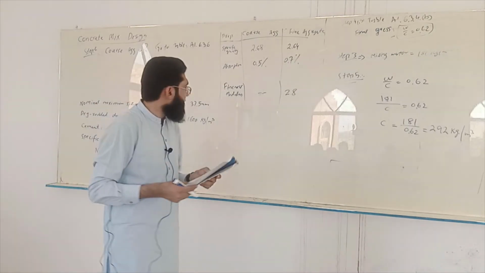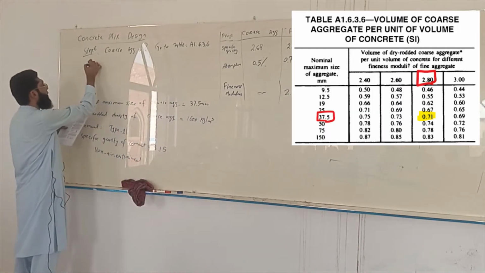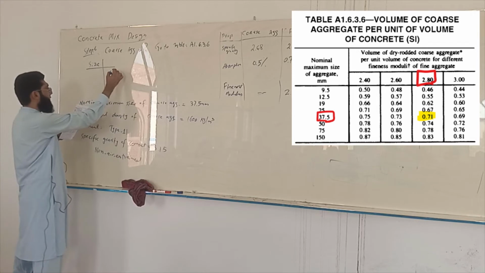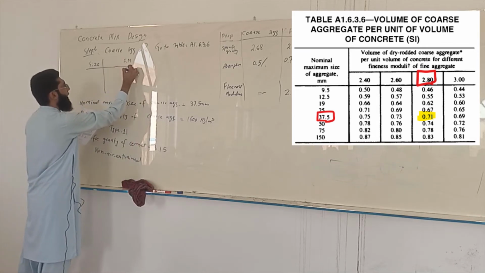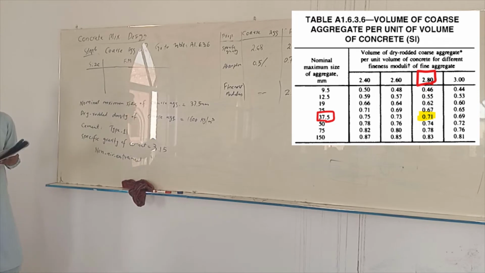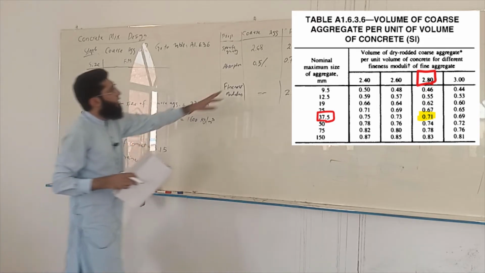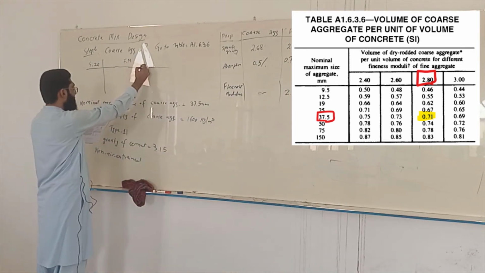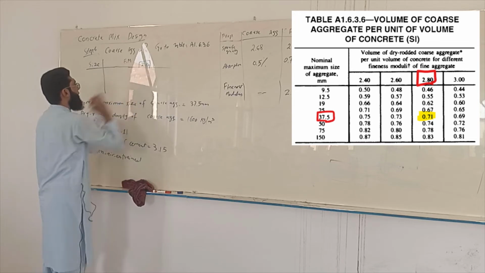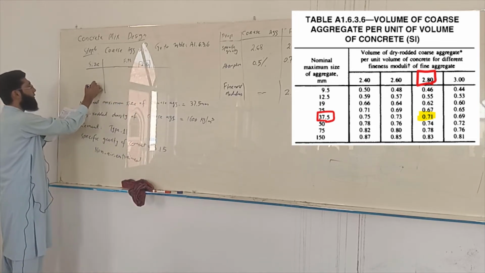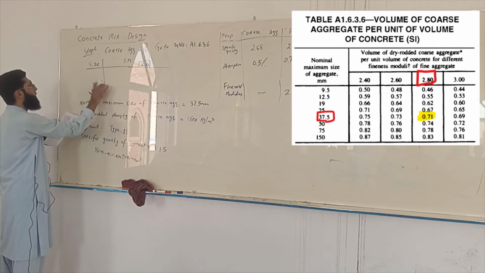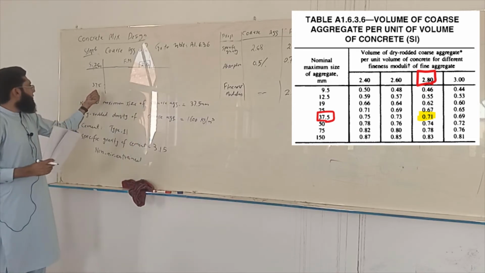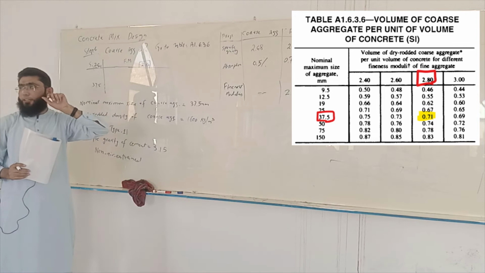On this table you can see the nominal maximum size, and over here the fineness modulus of sand, the fine aggregate that we're going to use. In our case, the fineness modulus is 2.80, and the size is 37.5 millimeters. Nominal maximum size of coarse aggregate is 37.5 millimeters, and fineness modulus of fine aggregate is 2.80.